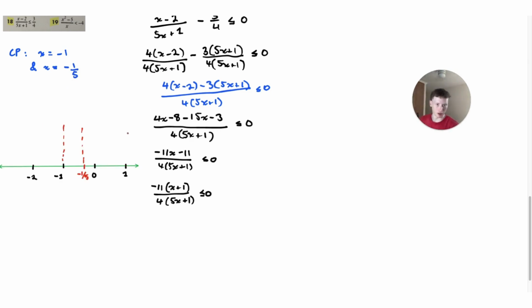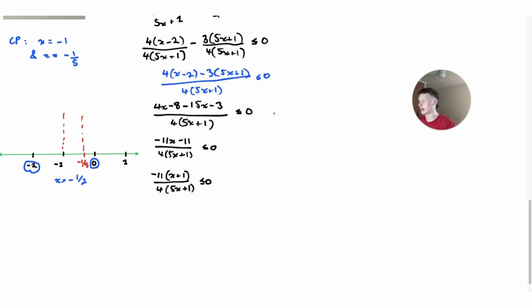Okay, so there's our partition again. The 3 we're going to test, let's say negative 2, let's say 0, and let's say x equals negative a half. Let's do those 3. So if we start with x equals negative 2, we're going to get negative 11 outside of negative 2 plus 1 over 4 outside of 5 times negative 2 plus 1. We're just evaluating that.